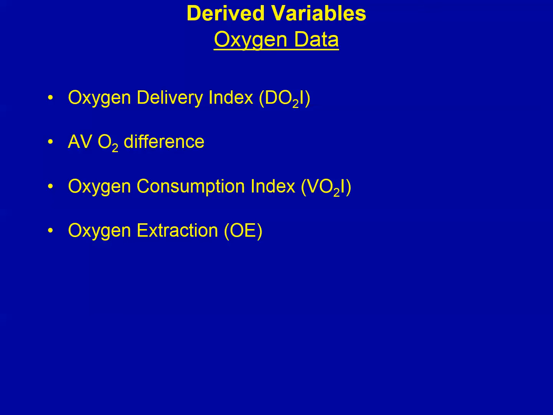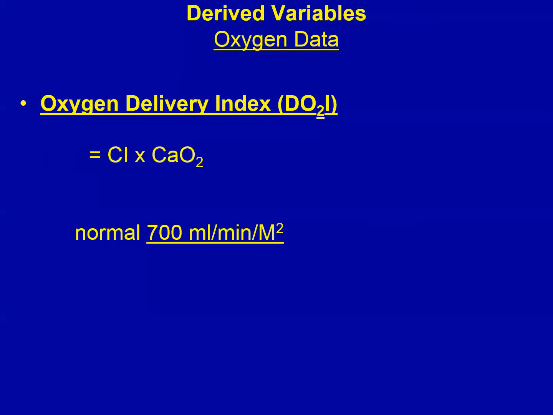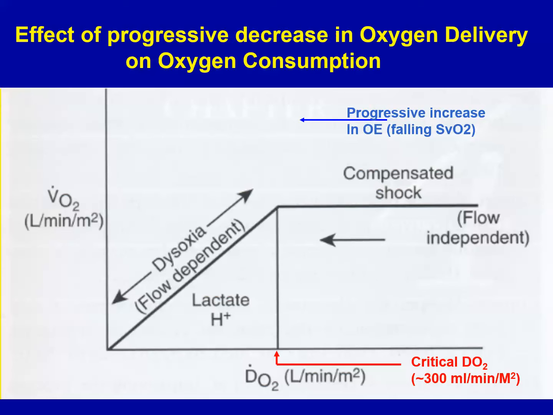Finally, there are a number of oxygen-derived variables that you can get from a pulmonary artery catheter, and the most important is oxygen delivery index. After all, the primary function of the cardiorespiratory system is to supply adequate oxygen to the body. And this is calculated as the product of cardiac index times arterial oxygen content, and the normal is about 700 milliliters per minute per meter squared.